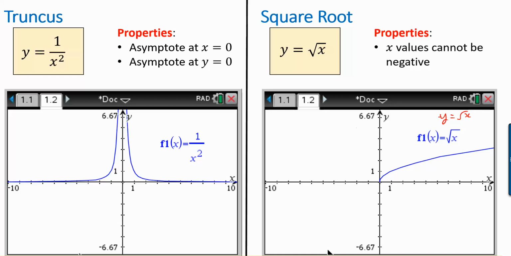This is your truncus. So I want you to copy those notes in terms of the properties: x and y axis and asymptote. And for this one, x will always have positive values, including 0. Okay, so this is what your square root function is like. And what we're going to do is apply everything I taught you, moving left, right, up, down, and thin and wide. It's going to apply exactly the same for every one of those.